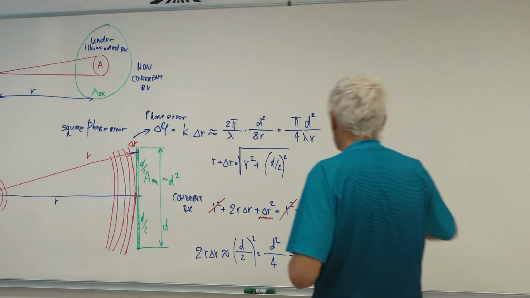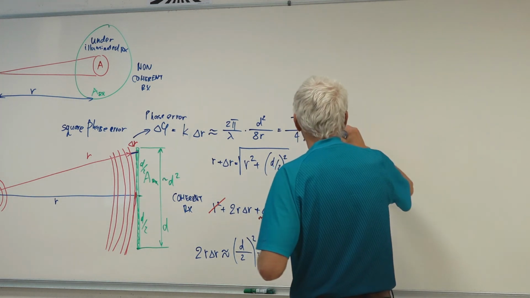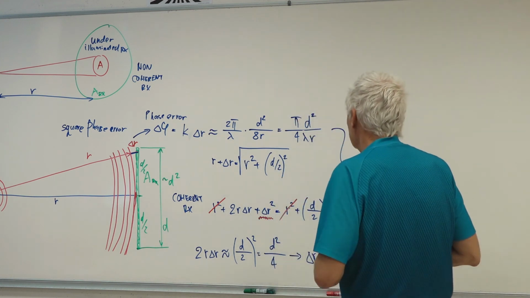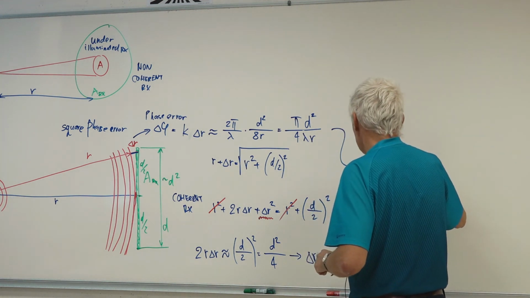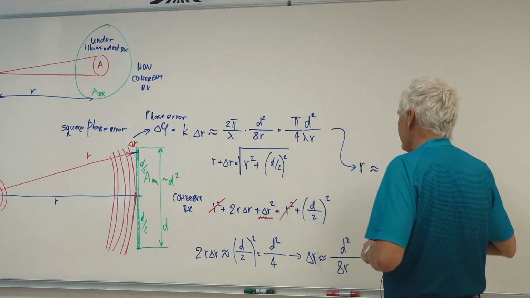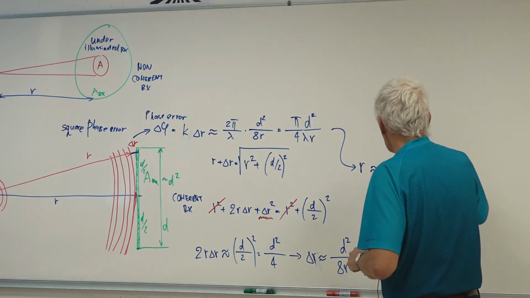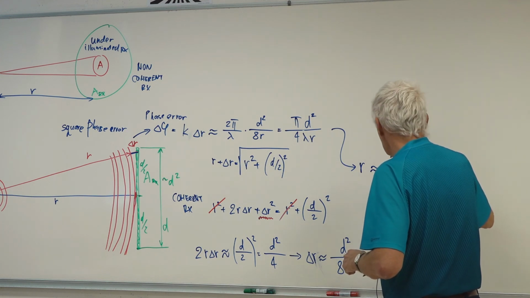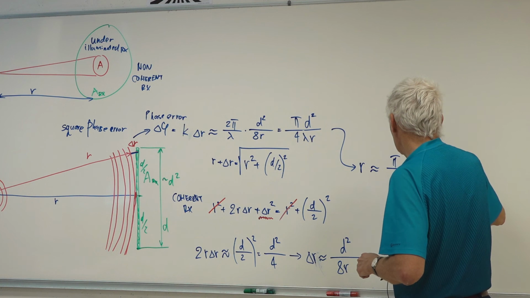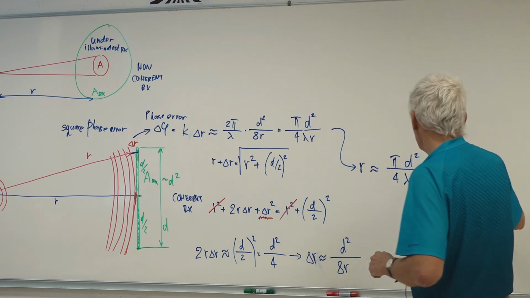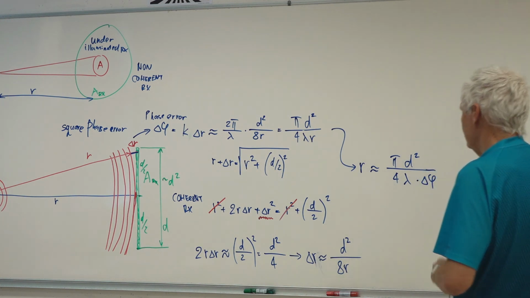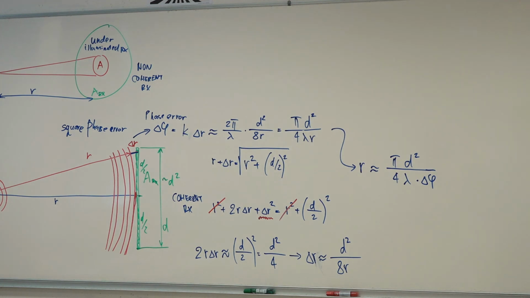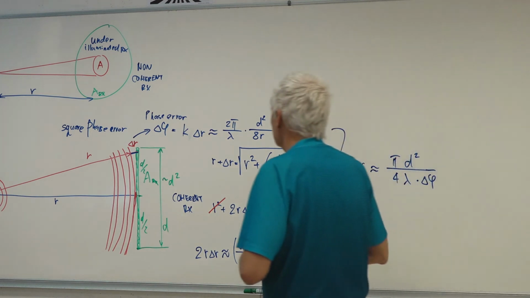Let's say the other way around. Let's rewrite the equation the other way around, so let's find the distance out of the phase error. So here is still π, still d squared, still 4, and we have lambda here, and here we have delta phi. Correct? Delta phi, if you put it down. So at what distance does this happen, and what is the contribution of this phase error?